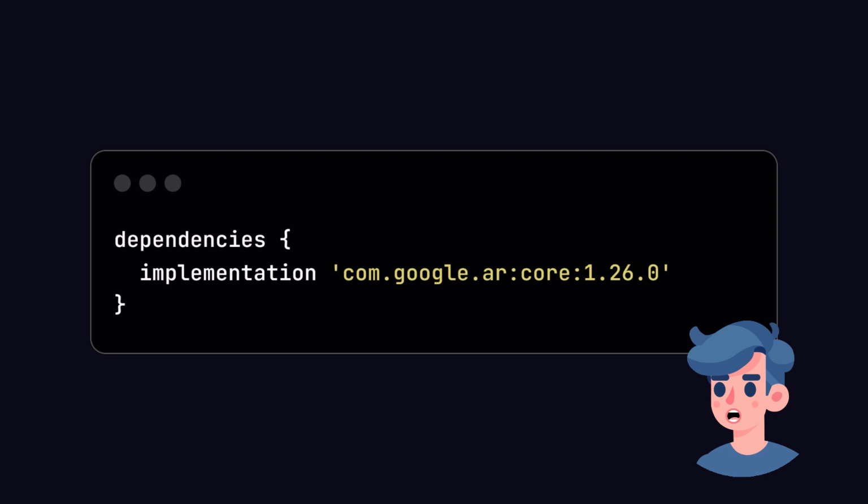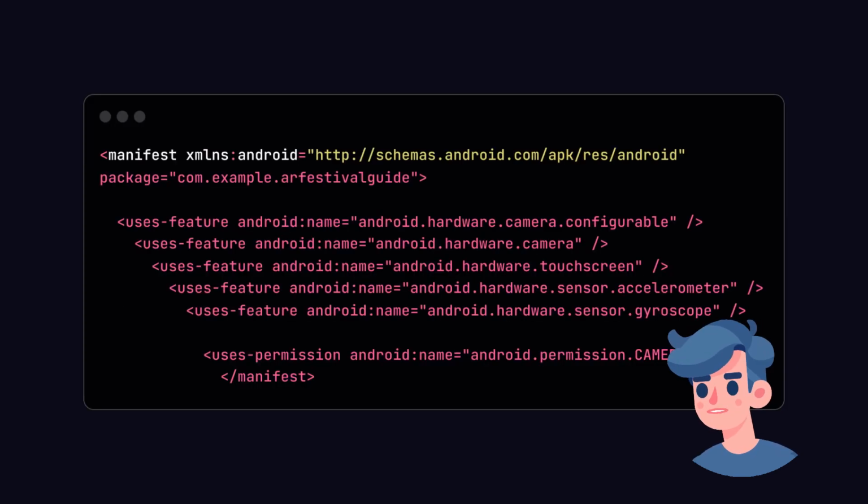Open the build.gradle file at the app level and add the following dependencies. Sync the project to download the required libraries. Once that's done, we need to modify the AndroidManifest.xml file. First, add the necessary permissions for camera access and AR features.